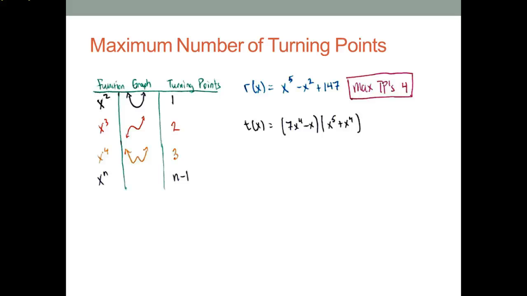Now when I FOIL, I want to find the highest degree, and that's when I multiply these two. 7x to the fourth times x to the fifth gives me 7x to the ninth. I don't care about the rest of the function if I'm asking a maximum number of turning points question. All I want to know is the degree of the leading term, which in this case would be 9. So if 9 was on this chart and it was x to the ninth, of course the maximum number of turning points would be 8.